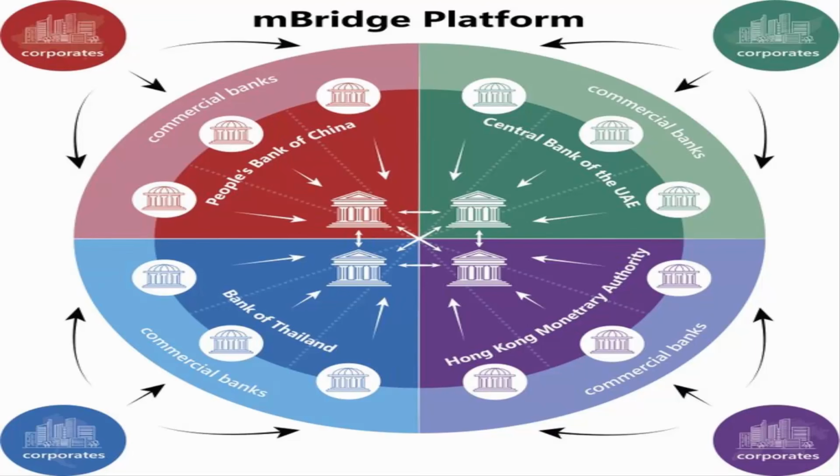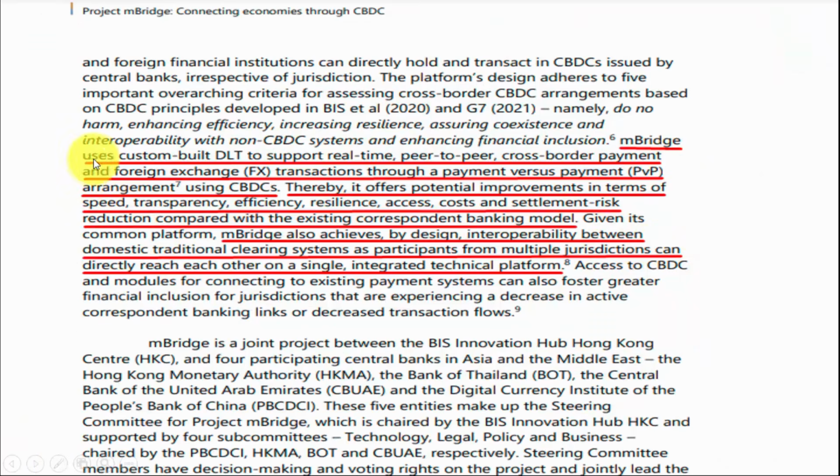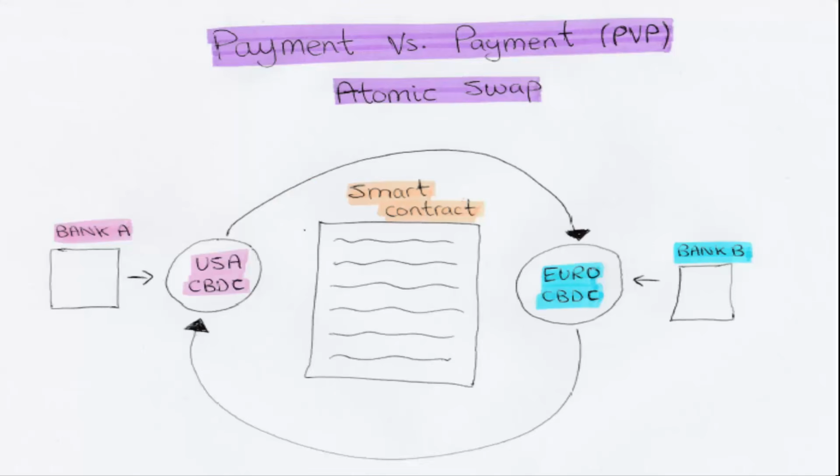Let's continue. mBridge uses custom-built DLT to support real-time peer-to-peer cross-border payments and foreign exchange FX transactions through a payment versus payment arrangement using CBDCs. Interesting. So a payment versus payment arrangement is basically a method where two CBDCs are exchanged between each other. And I'm going to talk about this more in this video.